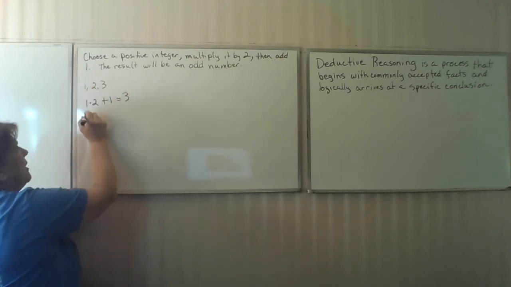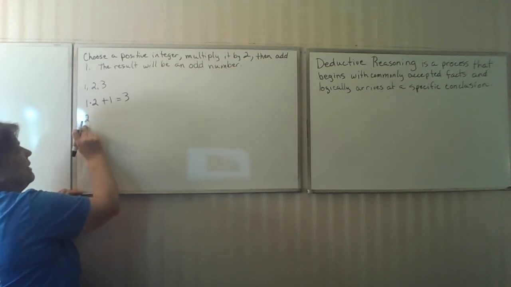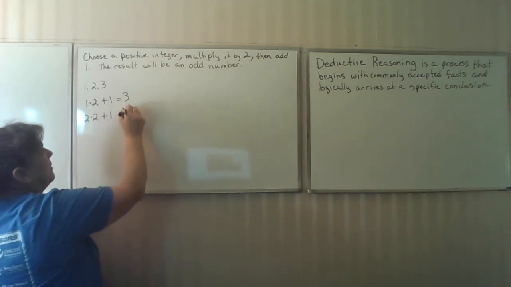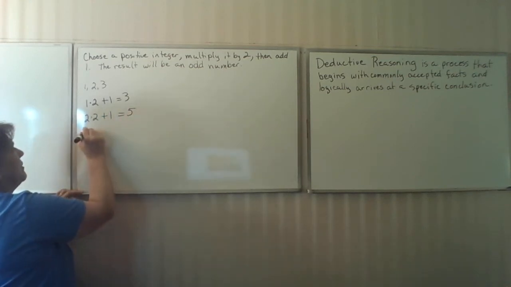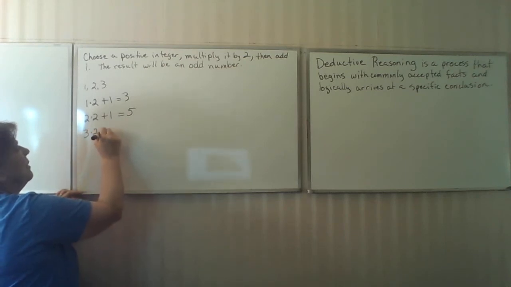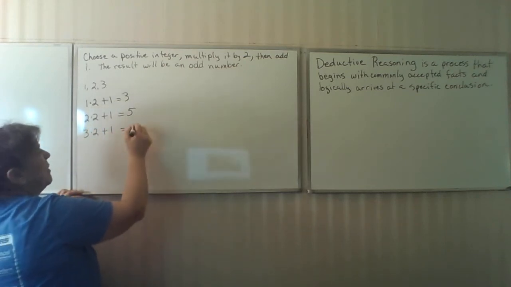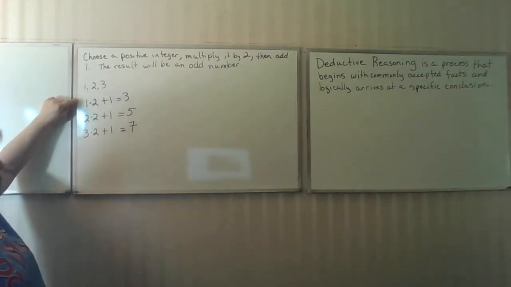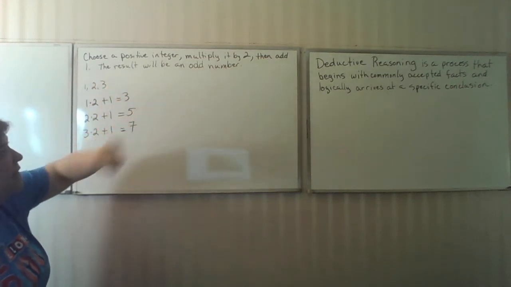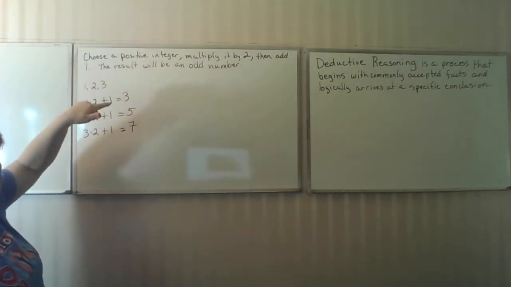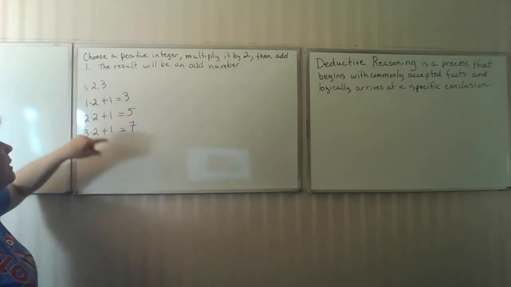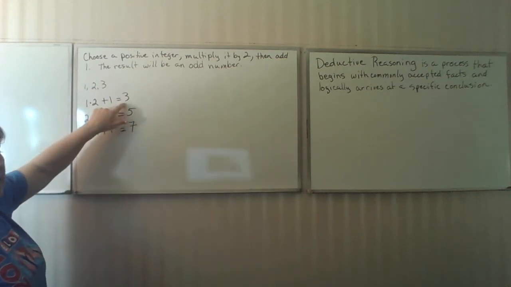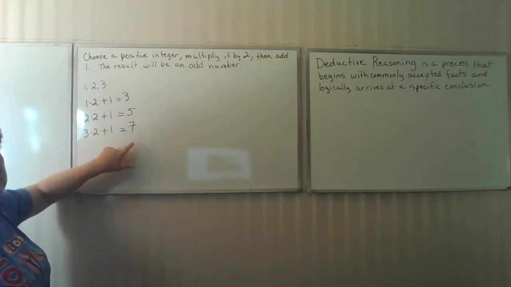Then I'm going to try my other one. 2 is my integer, multiply it by 2, add 1, 4 plus 1 equals 5. And now we'll try 3. 3 times 2 plus 1, 6 plus 1 is 7. So, by trying it and observing that the rule that they gave us, that you're supposed to multiply an integer by 2 and add 1, and the result will be odd. Well, let's see. 3 is odd, 5 is odd, 7 is odd.